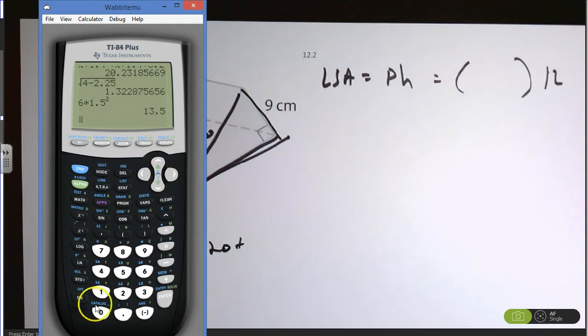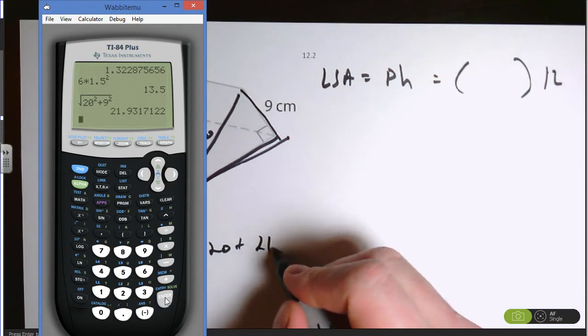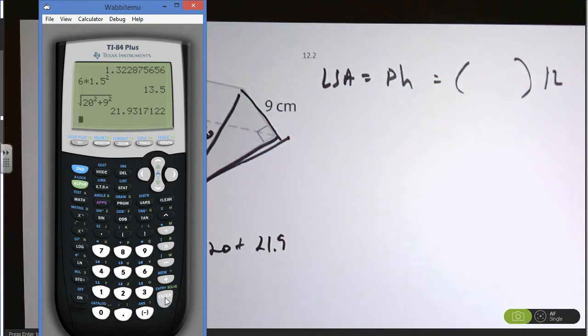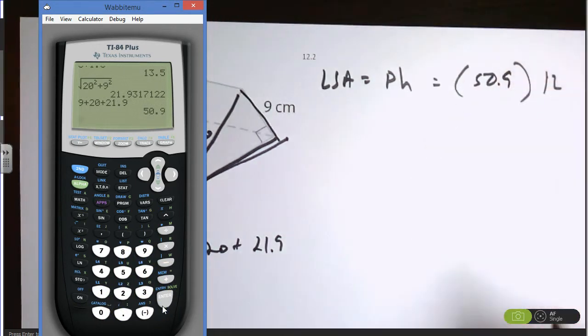Again, just to save some time, it will be 21.9. So perimeter will be 9 plus 20 plus 21.9, so 50.9 times 12, which is 610.8.